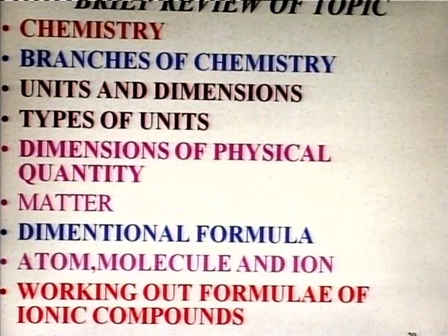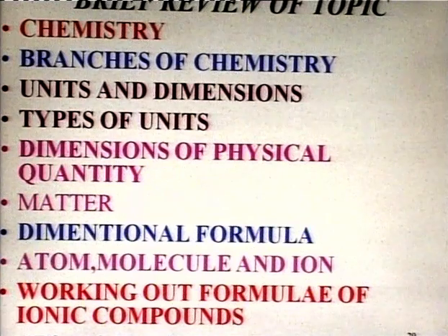So, let us take a brief review of the topic. Today I have discussed with you some of the basic concepts of chemistry. First of all, I discussed what is chemistry. Chemistry is the branch of science which deals with the study of the composition and the properties of matter. Then, what are the branches of chemistry that I have discussed? There are different types of chemistry like inorganic, organic, physical, analytical, biochemistry, pharmaceutical chemistry, etc.